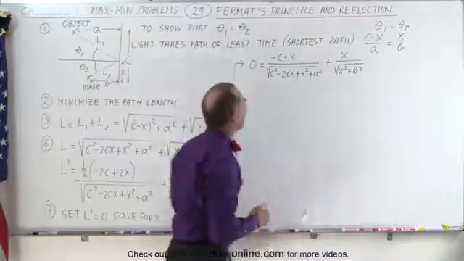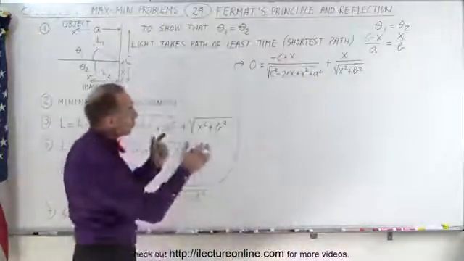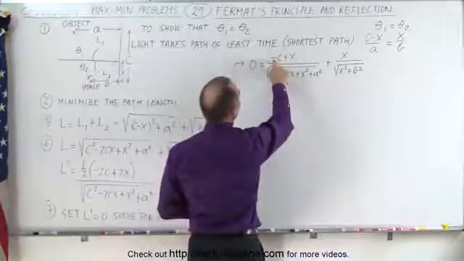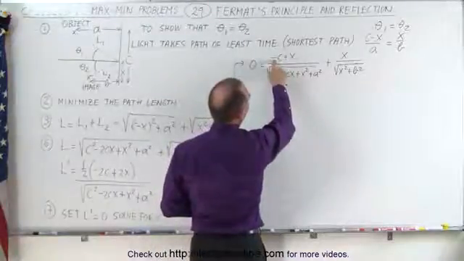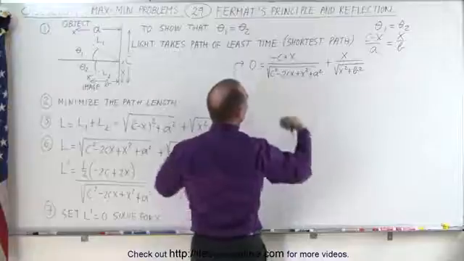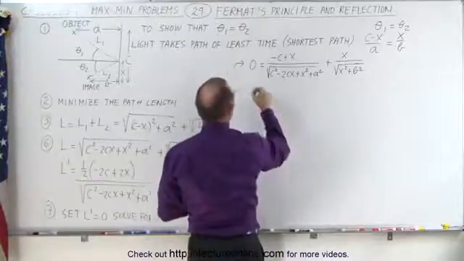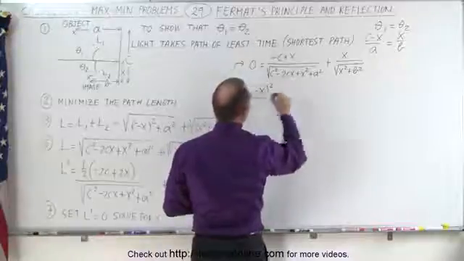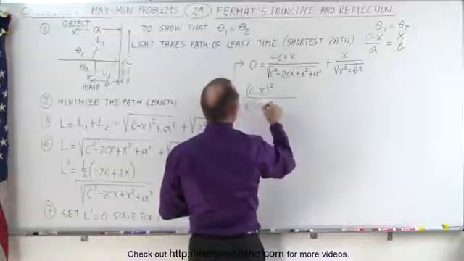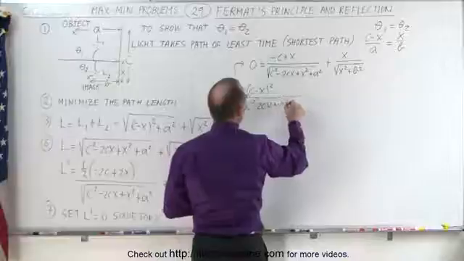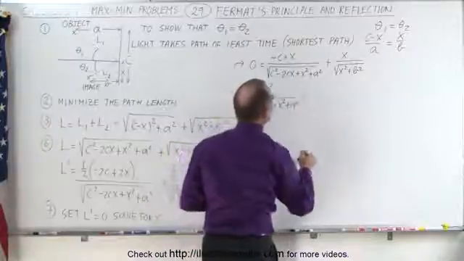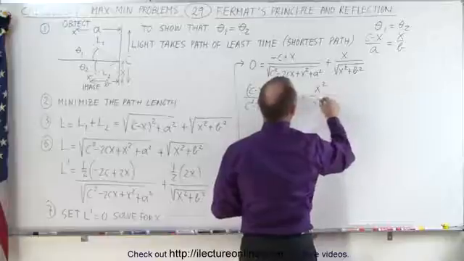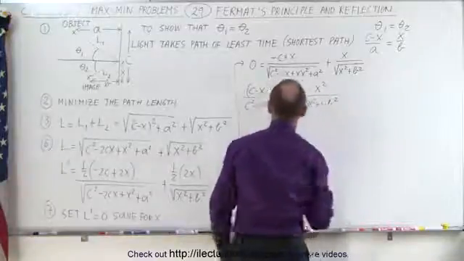All right. Now we're going to separate those two. When I do, I bring this to the other side. The sign will change. It will then be x plus, that will be c minus x. And I'm going to square both sides. So I have c minus x quantity squared divided by c squared minus 2cx plus x squared plus a squared is equal to, on the right side we have x squared divided by x squared plus b squared.